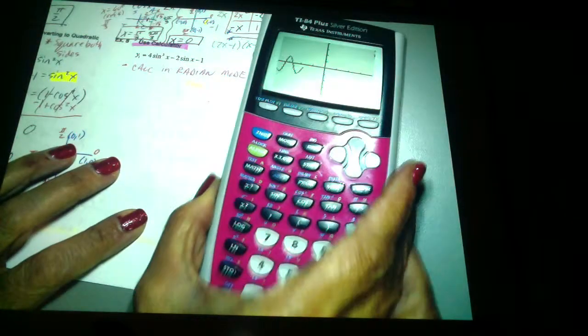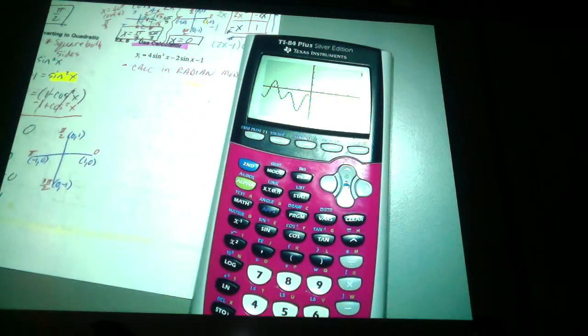Hang on. Uh-oh. My calculator's now very unhappy with me. So, zoom, trig. There it goes. I don't know why it was unhappy, but that's what it should look like.